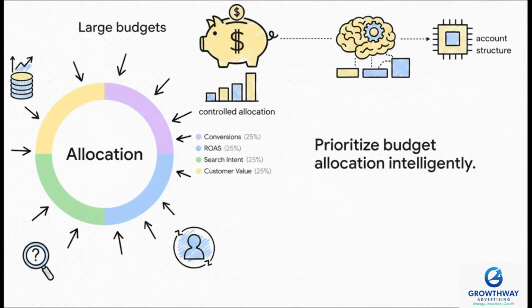Now, for layer 4, think of your budget allocation as a strict blueprint. Instead of just spreading your money evenly across all campaigns and crossing your fingers, you have to prioritize your spend. You need to allocate budget based on conversion performance, return on ad spend, the search intent we just talked about, and overall customer value. AI bidding systems in Google Ads are great, but it's your underlying account structure that actually dictates how efficiently those algorithms can spend your money.